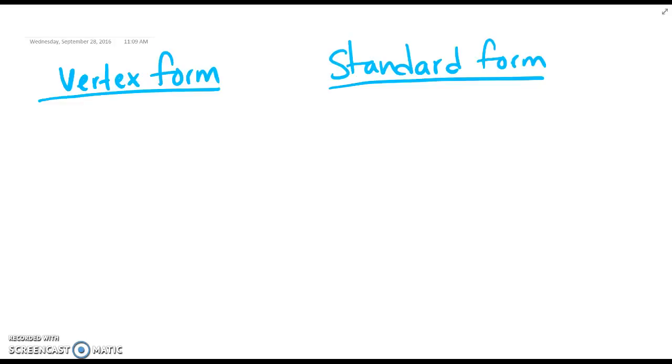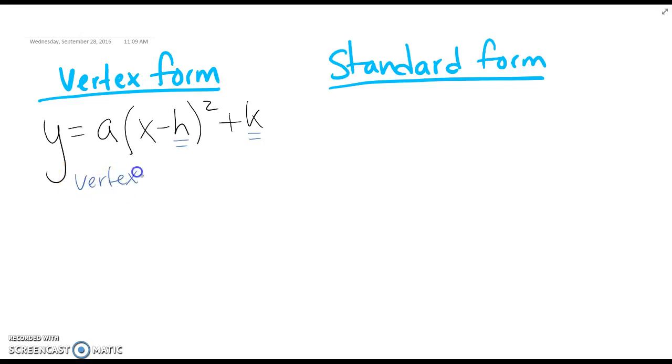So far today we've been talking a lot about equations in vertex form. Our equations in vertex form look like y equals a, our vertical stretch, times x minus h, our horizontal shift, squared, plus k. We call it vertex form because these two values, h and k, give us the vertex of the graph. So when we're looking at this equation in vertex form, we can easily locate the vertex, which will be h comma k.